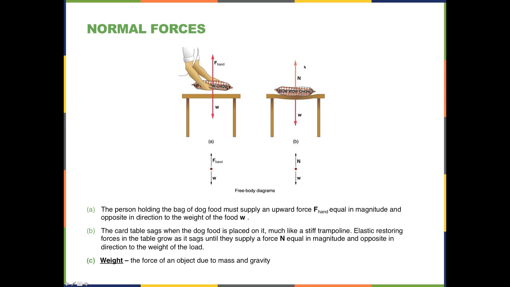Now the second diagram shows what happens when you put the chow on the table. Now most tables don't obviously sag like this, but indeed what has to happen is when you put the bag of chow on the table, the table has to exert a force equal and opposite to the weight. And that perpendicular force equal and opposite to the weight is called the normal force, and is labeled almost always N, okay? So the weight of an object is the mass of the object times the acceleration of gravity.